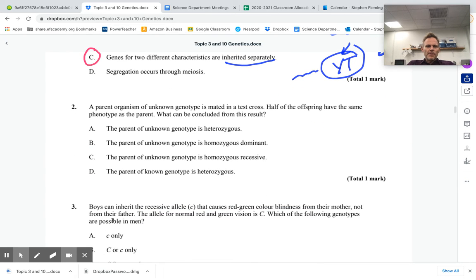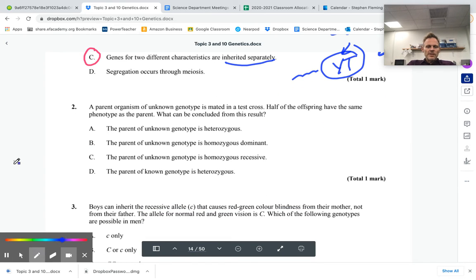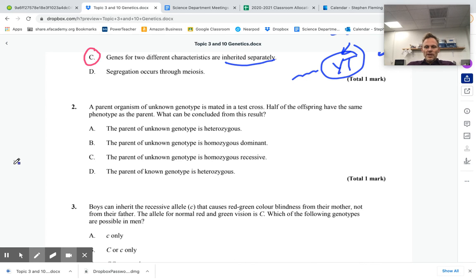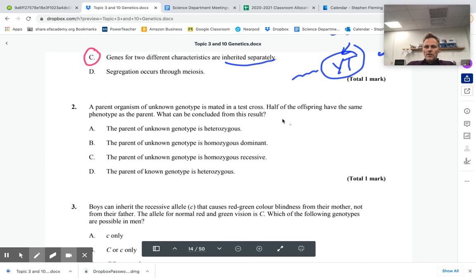All right, let's get into some Punnett squares. So question number 2 says a parent organism of an unknown genotype is mated in a test cross. So there's a key word here, test cross. So test cross means, let me just underline that. Test cross means you're taking an unknown genotype and you're crossing it with a known homozygous recessive. That is the law. Misconception is that students think a test cross is simply a Punnett square.